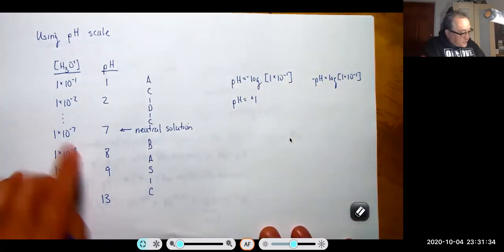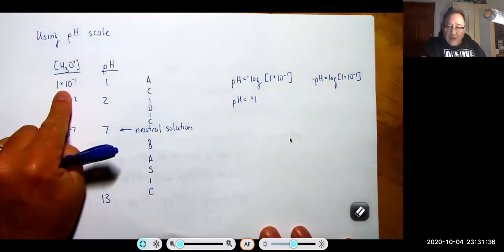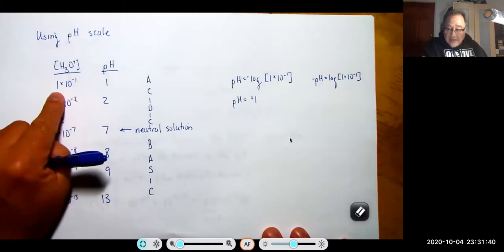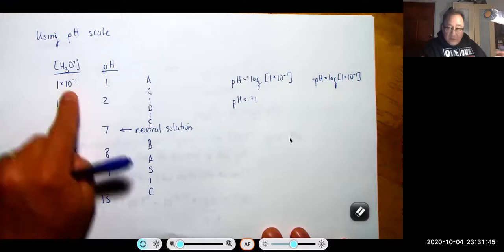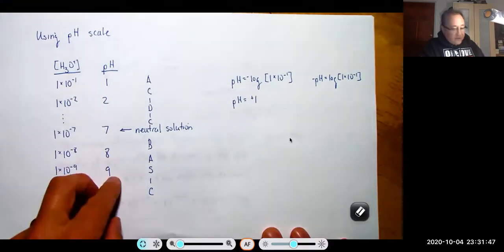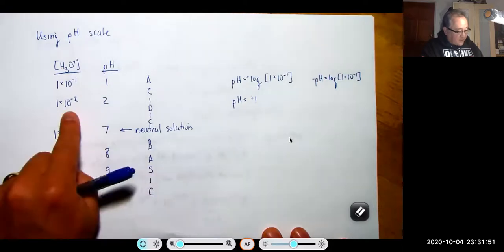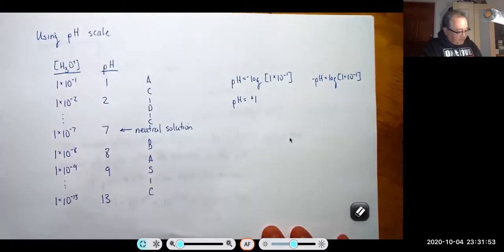So you can see that when you have these numbers here where the hydronium ion concentration is 1 times 10 to some number, 1 exactly, the pH is simply the power of the 10, but the opposite sign, right? So instead of negative 1, it's positive 1. Instead of negative 2, it's positive 2. So forth and so on.